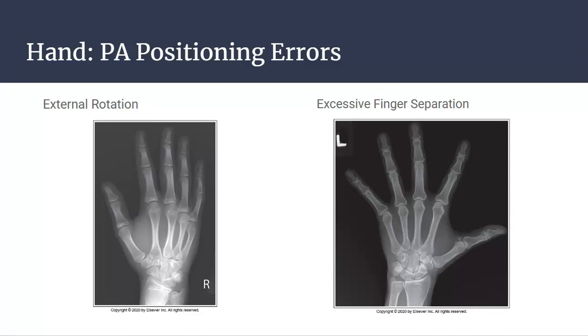Lastly, let's talk about proper thumb and finger separation. Proper separation of the digits is crucial. Keeping the fingers close together without overlapping the soft tissues ensures clear visualization of each digit while allowing for tighter collimation. And this is going to improve your resolution.